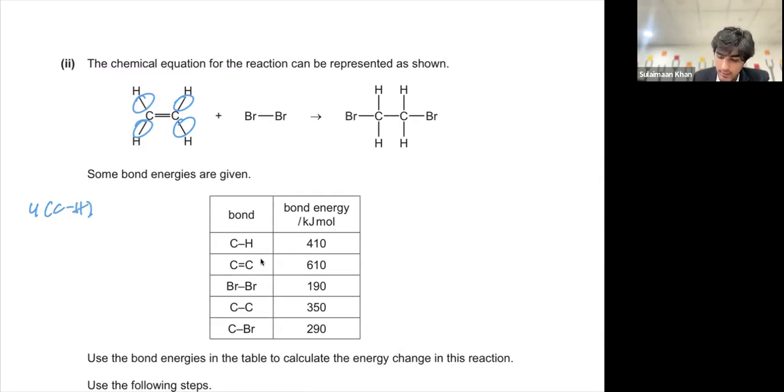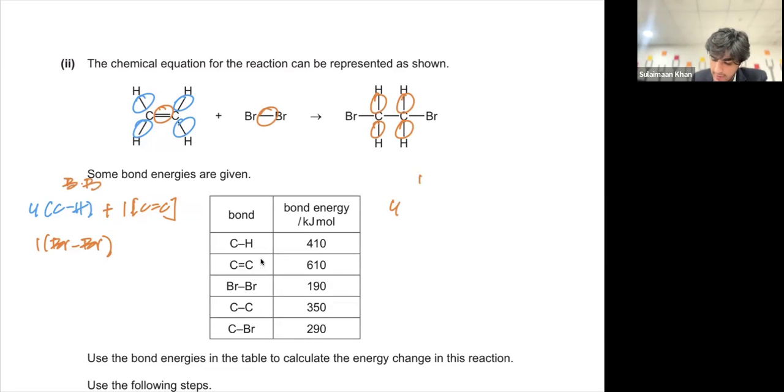Done, sir. 4 CH bonds are breaking. And 1 C double bonded to C bond is going to break. Isn't that true? Done. And 1 Br to Br bond is going to break. That's all the bonds that are going to break. And what are all the bonds that are going to form? So 1 CH bond, 2 CH bond, 3 CH bond, 4 CH bond. So you know that bond breaking is this much.